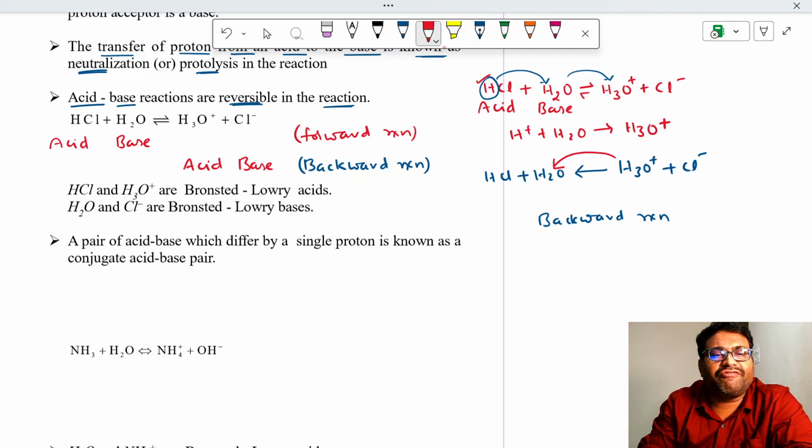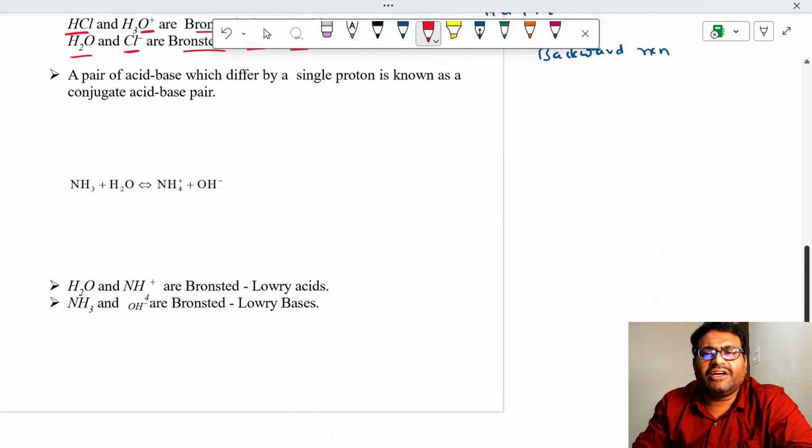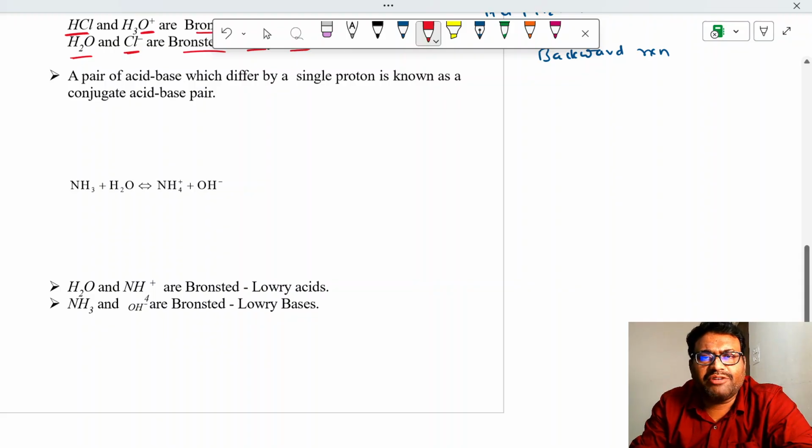So there are two acids you are finding. What are those? HCl and H3O plus. HCl and H3O plus are Bronsted-Lowry acids from this given reaction. And two bases you are finding, H2O and Cl minus. So H2O and Cl minus are Bronsted-Lowry bases. Understood? Again, acid means proton donor, base means proton acceptor. One proton, that's it.